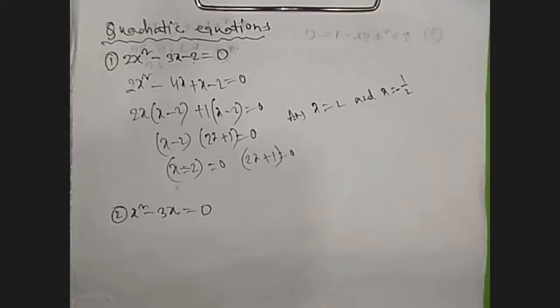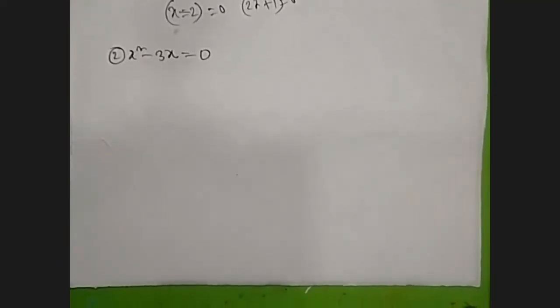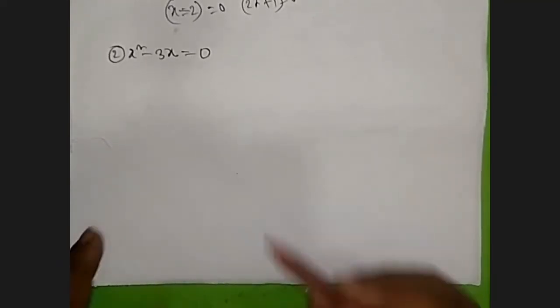Okay, this is also very easy to solve. It's a bit different. It's not necessary to factorize. No complicated factorization, middle term factors. Just simply take common, then try to find out the answers. Let's see what is given in that question. See that x square minus 3x equals to 0. x square minus 3x equals to 0.